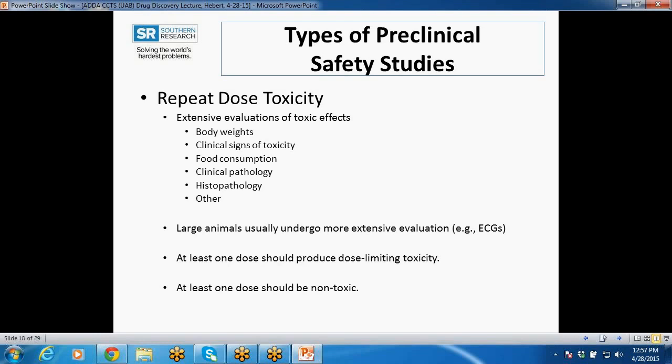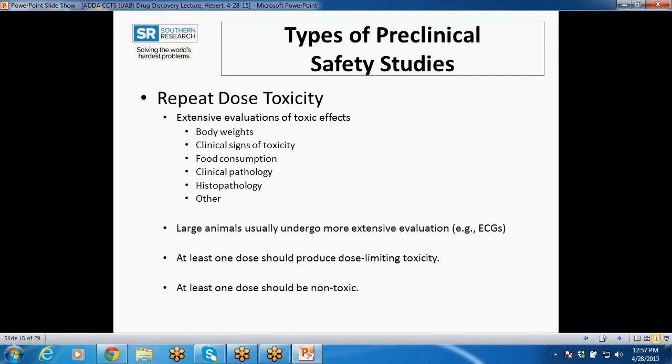That's where you take your tissues, you prepare your slides, you have a veterinary pathologist look at the tissues and see whether there are any microscopic changes. That's, I would say, typically the most important piece of information for a preclinical study. Large animals will undergo more extensive evaluations. You can do ECGs on a dog fairly easily. You can't do ECGs very readily on a mouse. So the agency understands that, they're not required.